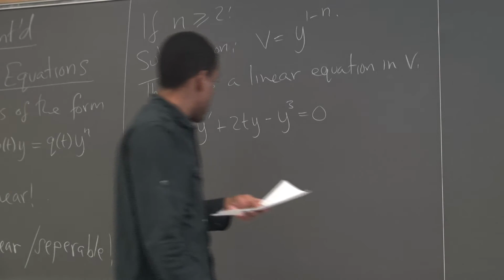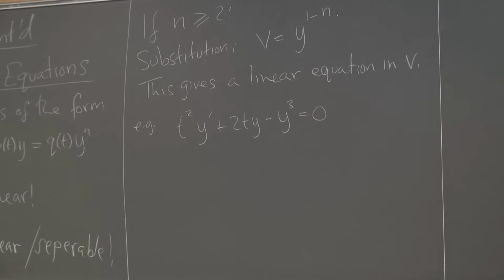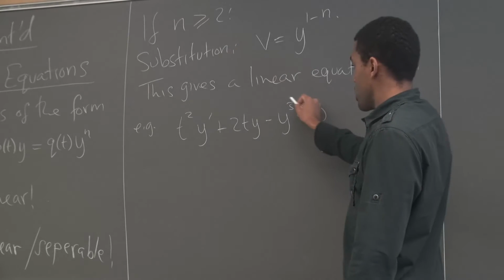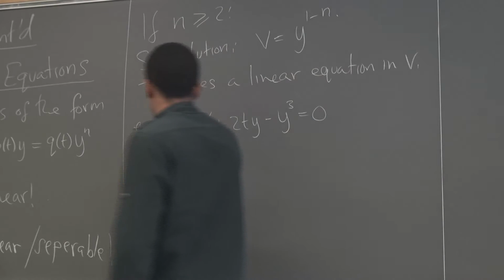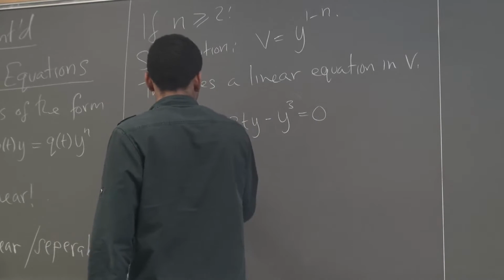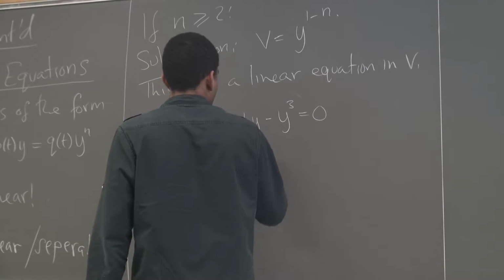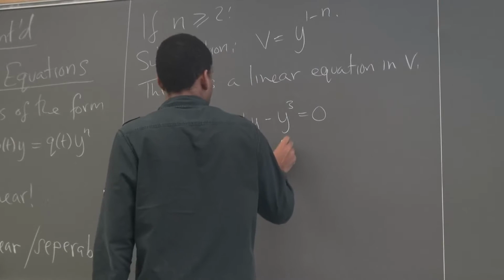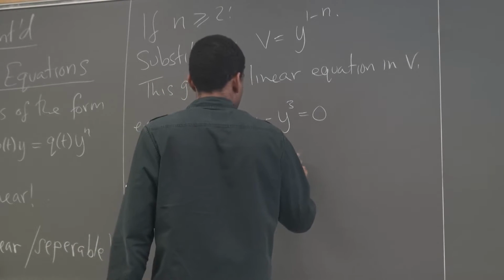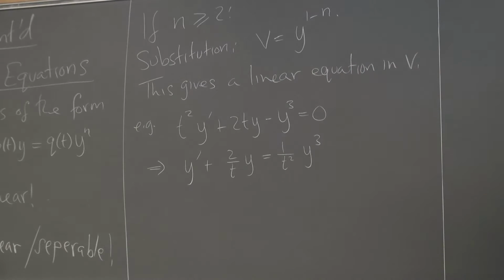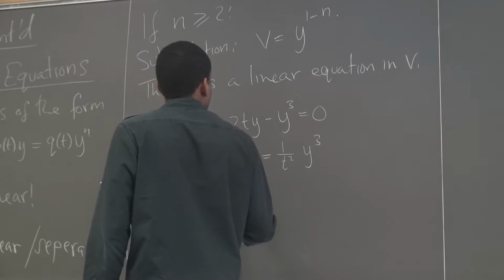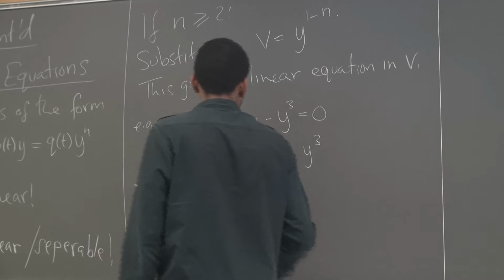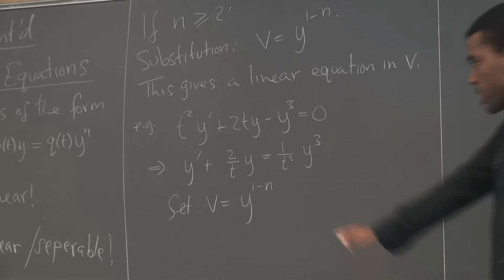So it's a first order nonlinear equation. It's not linear because of this, and it's also not separable because of that. But I can write it in the form y prime plus p of t times y equals g of t times y to the n, and that means it's actually a Bernoulli equation. So what we can do is set v equals this, right? But here your n is 3.